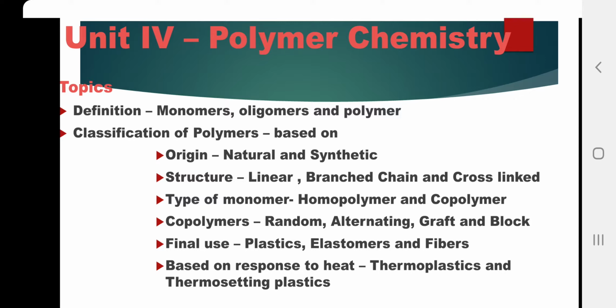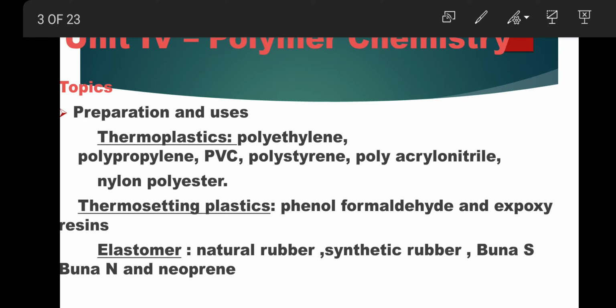and polymer. Then classification of polymers based on origin: natural and synthetic; structure: linear, branched chain and cross-linked; type of monomer: homopolymer and copolymer. Again, copolymer is divided into random, alternating, graft and block polymer. Then based on final use: plastics, elastomer and fiber. Based on response to heat: thermoplastic and thermosetting.